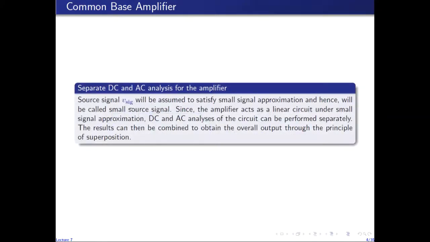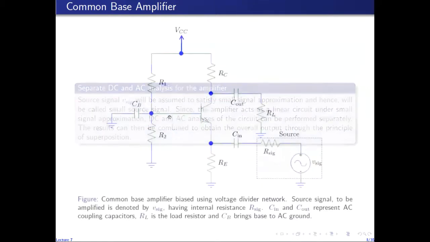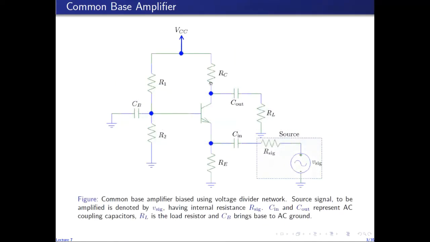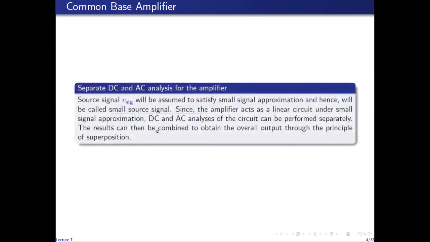So again, I will assume that Vsig is so small that it satisfies the small signal approximation, and it will be called a small source signal. Under this approximation, the BJT will be replaced with its linear small signal model, and the overall circuit of the amplifier will become linear, which is why we will perform the AC and DC analyses separately, and then using the principle of superposition, we can combine the results of these two analyses later on to get the overall result.